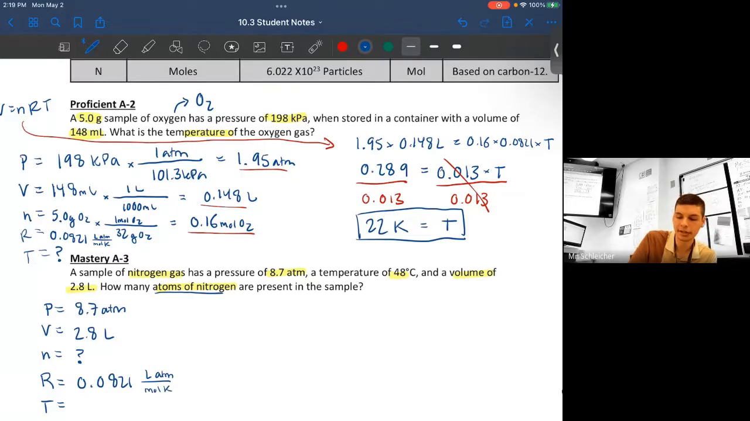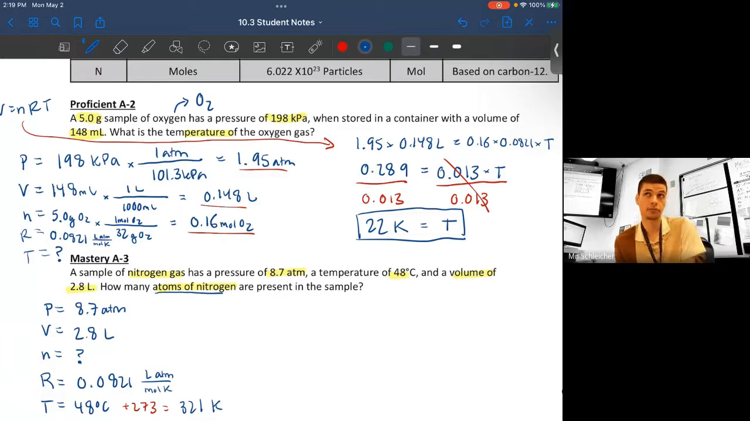And then our temperature is 48 degrees Celsius, but we're not allowed to use that in our equation. So we do have to add 273 to it to get Kelvin. So we actually are dealing with 321 Kelvin as our temperature here. Questions so far? All right.